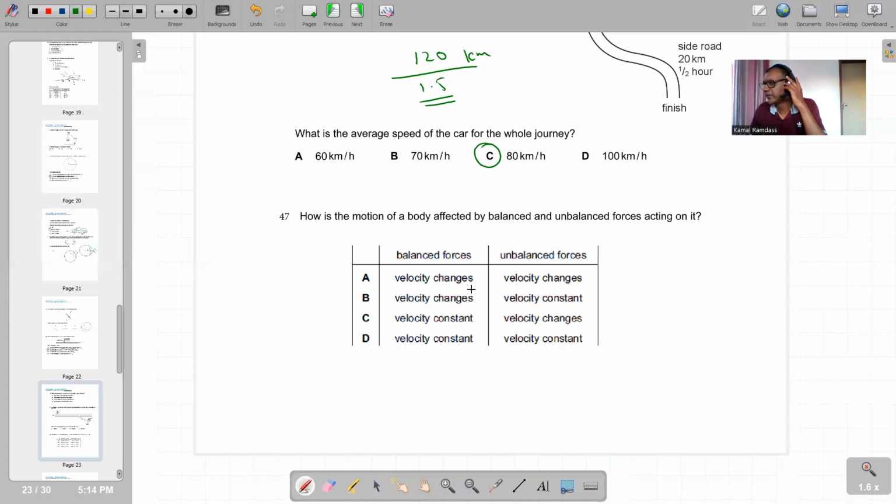How is the motion of a body affected by balanced and unbalanced forces on it? Balanced forces, velocity constant. Unbalanced forces, velocity changes. F est égal à ma, more gain and acceleration due to a force. OK, therefore velocity will change. La réponse est C.